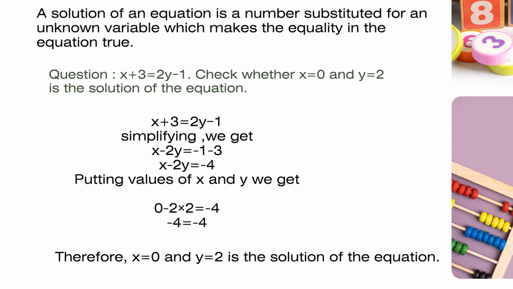LHS equals x plus 3. RHS equals 2y minus 1. x plus 3 equals 2y minus 1. Simplifying, we get x minus 2y equals minus 1 minus 3, so x minus 2y equals minus 4. Putting the values of x and y, we get 0 minus 2 into 2 equals minus 4. Minus 4 equals minus 4. Therefore, x equals 0 and y equals 2 is the solution of the equation.